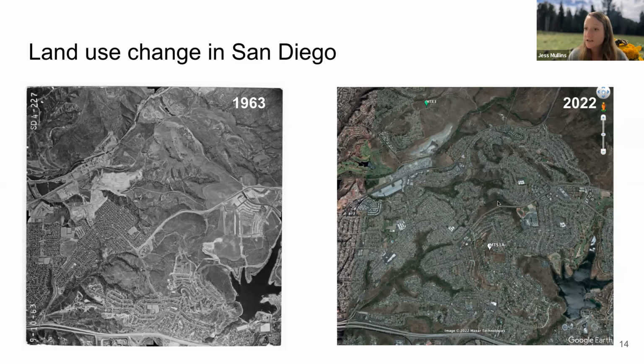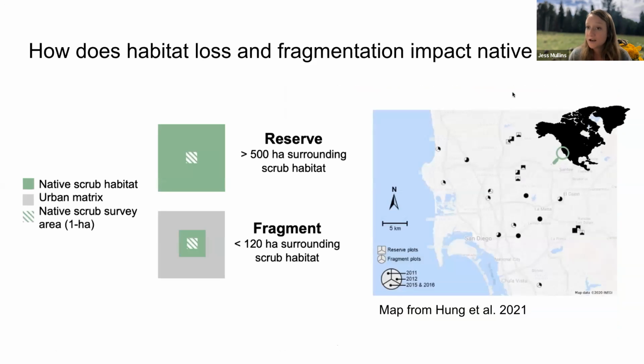And despite having very similar vegetation type, the plants found in these areas are far different. The bees found in these areas are far different than those found in really big reserves that make it easy for bees to disperse. So this really spurred a question for the person in the lab before me. Dr. James Hung was interested in how does habitat loss and fragmentation impact native bees? And he decided to find two different survey sites.